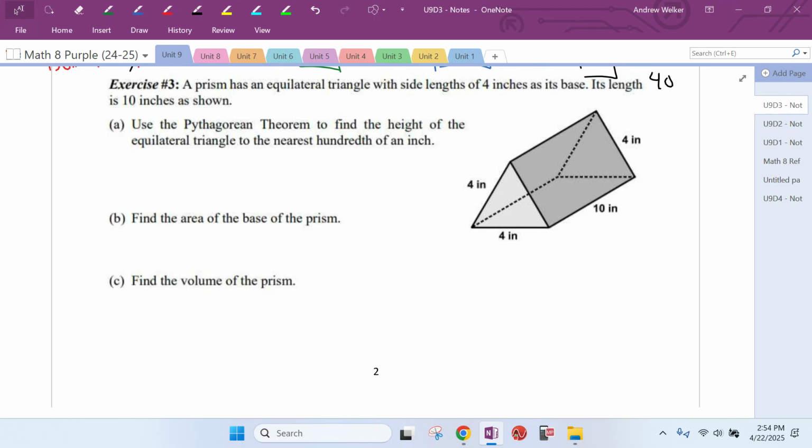Number 3 has another triangular prism. It kind of walks you through, and we want to come up with the area of the base, and then we want to find the volume of the prism. There's a little catch to this, so I'm going to let you pause the video and see if you can come up with what the catch is, but it gives you a little hint in A. So read really carefully, pause the video, and give it a shot.